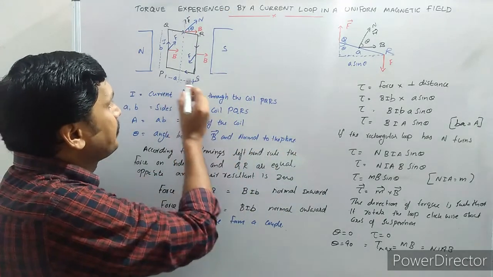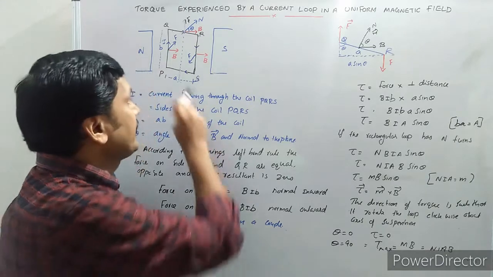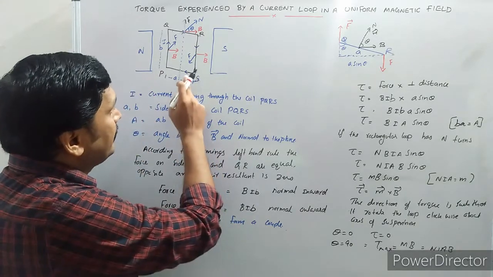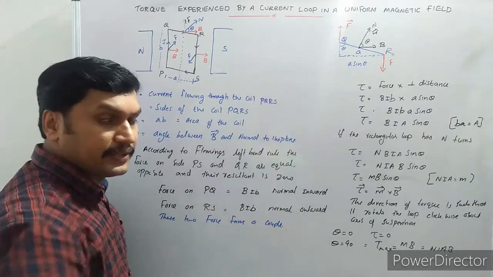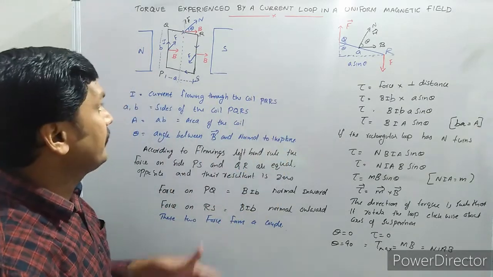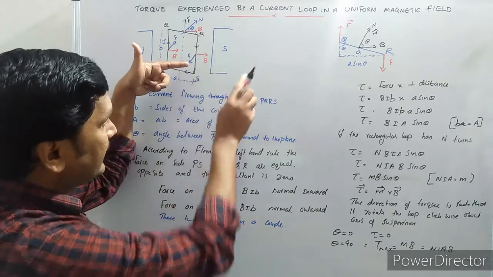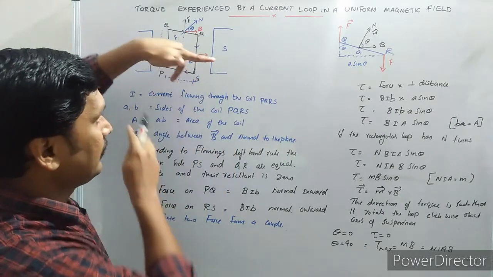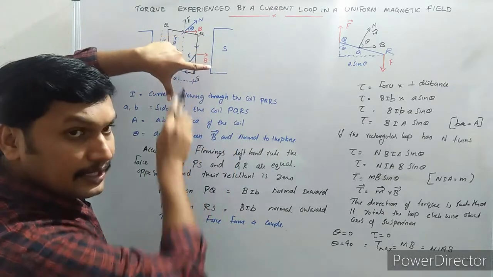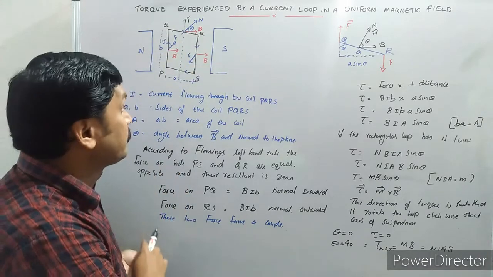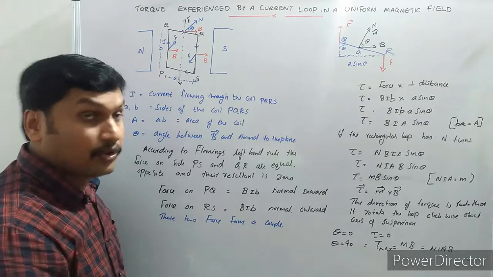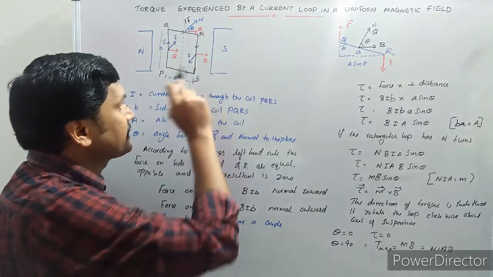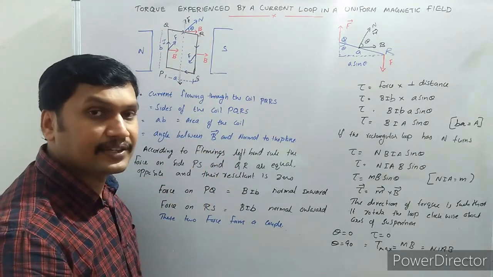And what about the side PS? For the side PS, the current is just opposite to that one. The magnetic field is in the same direction. So applying Fleming's left hand rule, forefinger in the direction of magnetic field and middle finger in the direction of current, the thumb comes downward. So the force is in the downward direction. So the forces on QR and PS are in opposite directions.